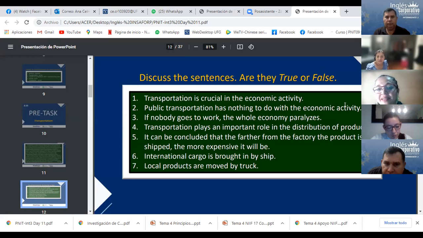In number three, if nobody goes to work, the world economy paralyzes. Yes, because if nobody goes to work, we can't produce, we can't give client services, for example internet service, or produce other products, alimentos, I don't know how to say it. Food. Or for example, who moves the economy? People. Without people, there is no economy.